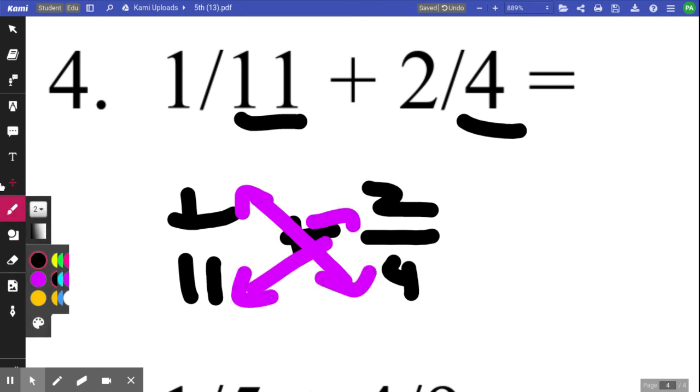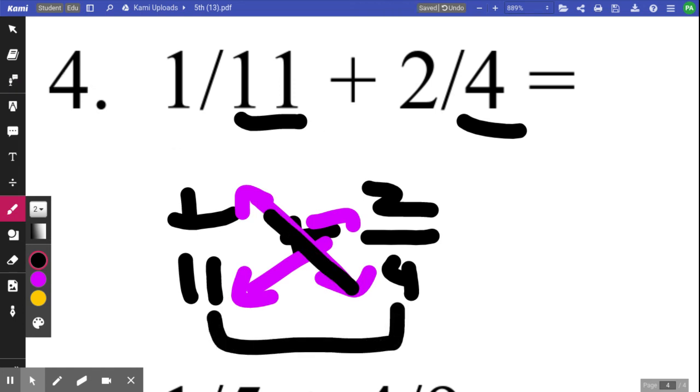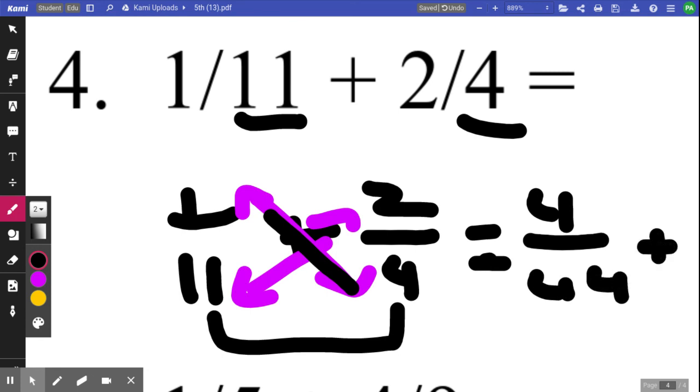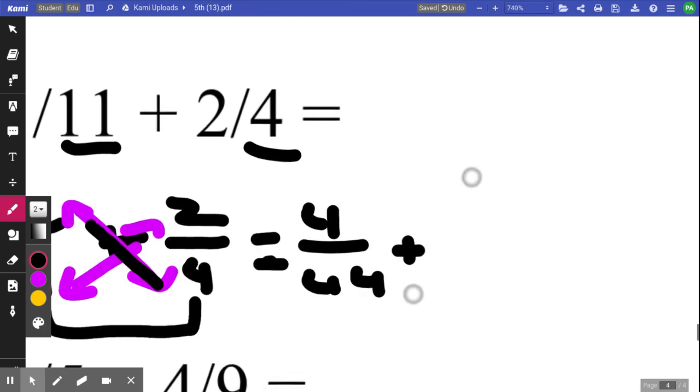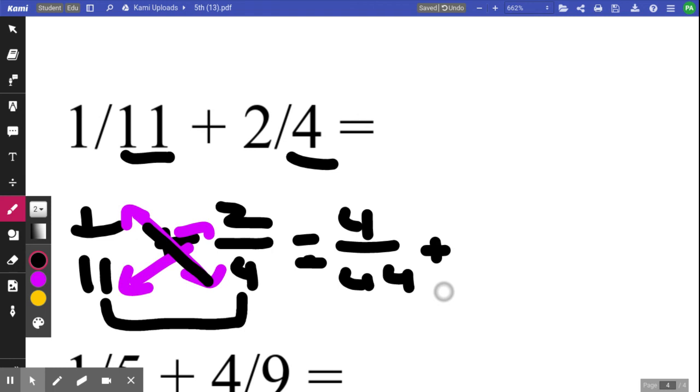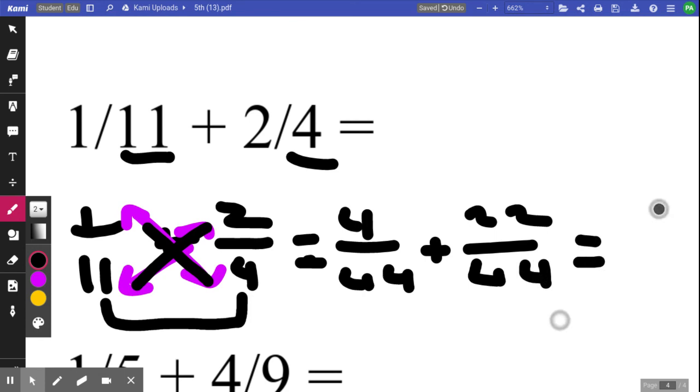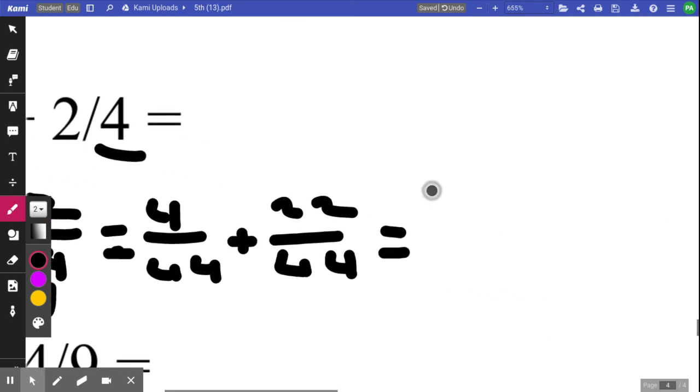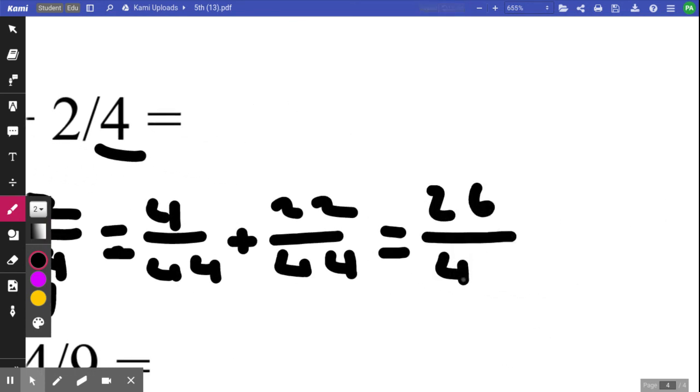And let's just work with 1/11 first. So we're going to go this way first. 1 times 4. Oh, and remember, we got to multiply 11 and 4 as the denominator. So 1 times 4 is 4. And then you get a 44 plus 11 times 2. Now we're going to go this way. Is 22. And we're going to go 44 again, which is 26 over 44.